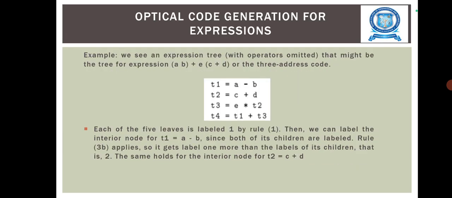Example: we see an expression tree with operators omitted that might be the tree for the expression a minus b plus e times c plus d, or the three-address code t1 = a - b, t2 = c + d, t3 = e * t2, t4 = t1 + t3. Each of the 5 leaves is labeled 1 by rule 1. Then we can label the interior node for t1 = a - b. Since both of its children are labeled 1, rule 3b applies, so it gets labeled one more than the labels of its children, that is 2. The same holds for the interior node for t2 = c + d.